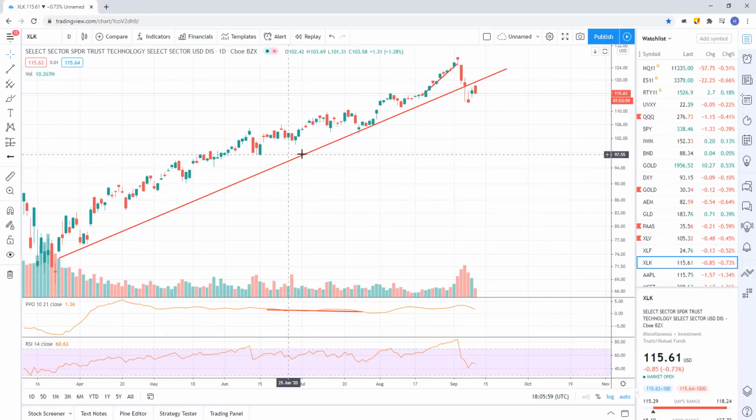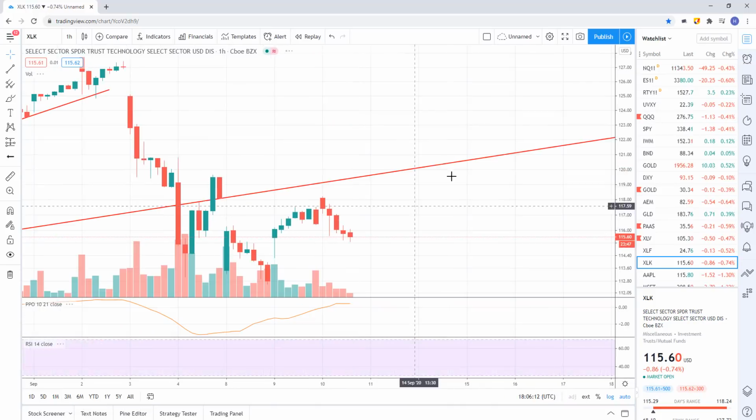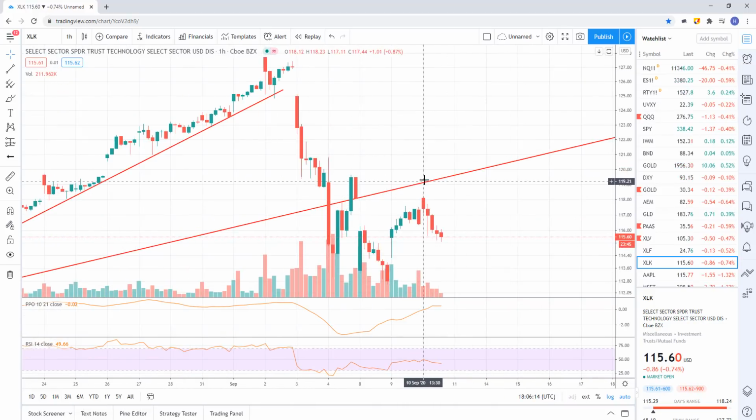XLK, tech sector without Amazon. So this is just like the triple Qs, but without Amazon for the most part. Uptrend line right here. We broke down, did a back test. They're starting to sell it. It looks like they're stepping in early and selling it right there. So couldn't quite get a full back test up to this 119 area. They stepped in early and they're selling it down.